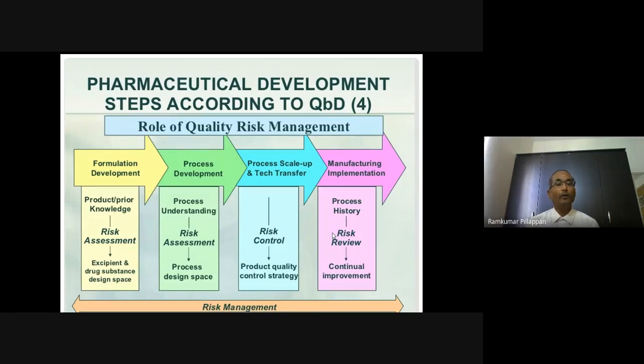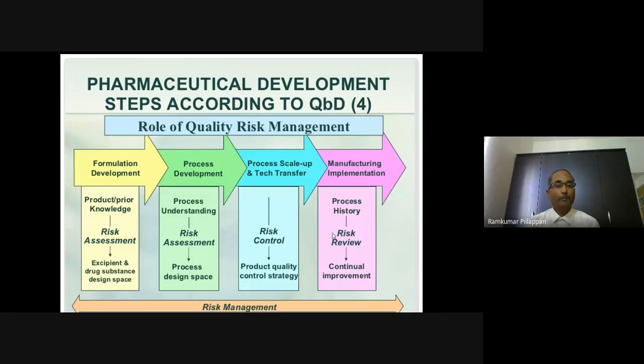Second is, how do you assess the risk in terms of the choice of excipients, the drug substance, and the design space? Any formulation is made of two things. One is the excipient, second is the drug substance which is incorporated. Now, how you combine both is nothing but the design space.